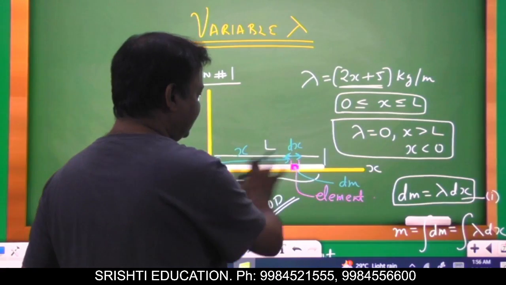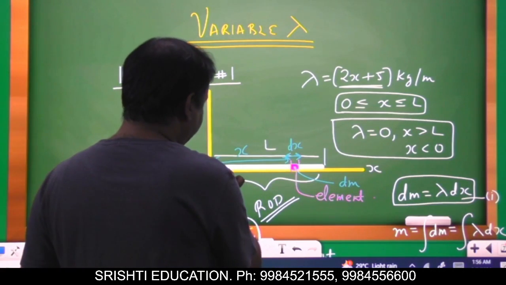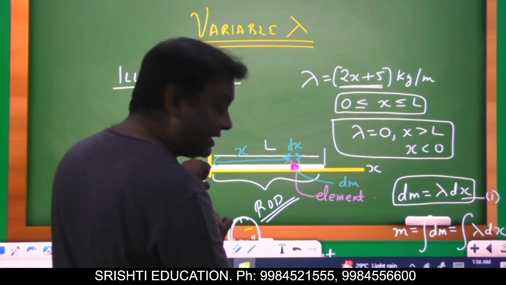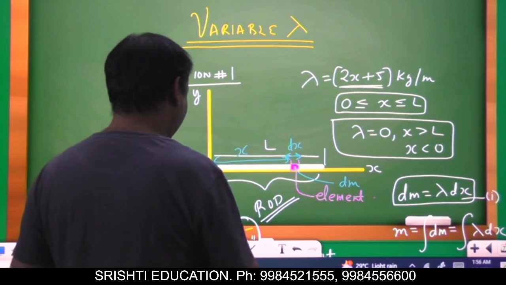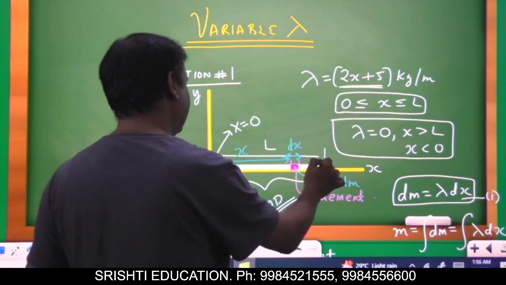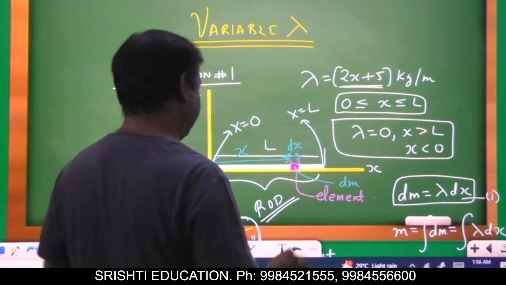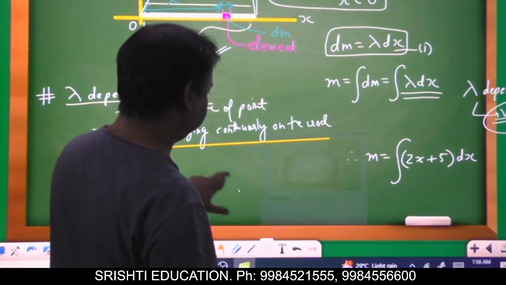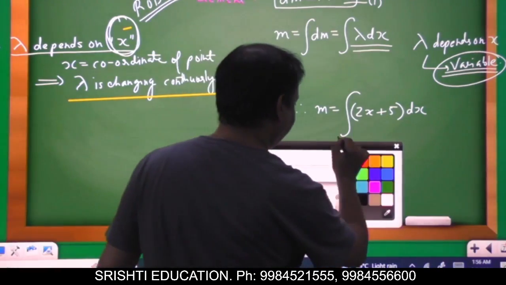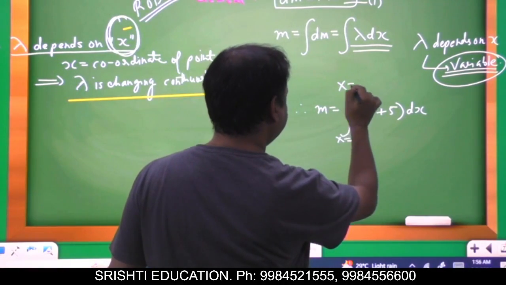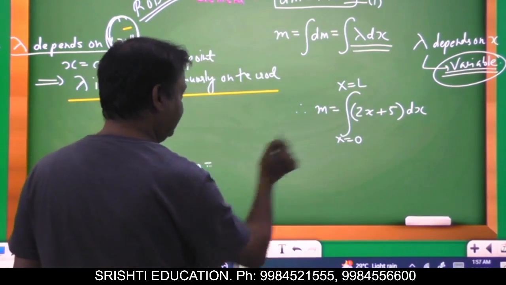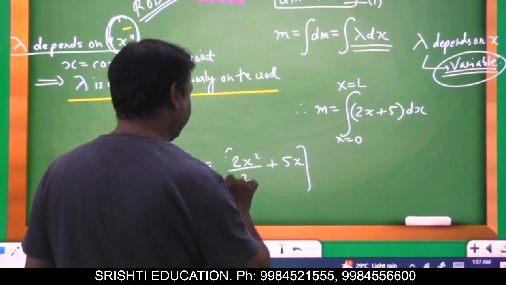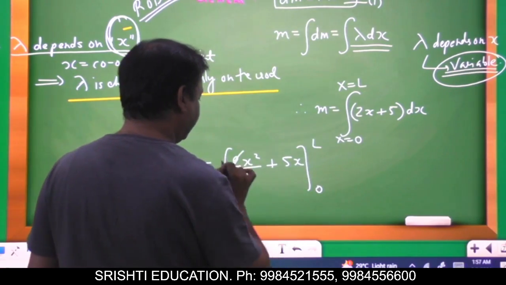So we know the concept of the running variable as seen in lecture 1. x is starting from the origin. So for this first element, x will be 0, and for the last element, x will be L. So you will put the limit of x beginning with a value of 0 and x running till a value of L. So m will be, the integral of 2x will be 2x square by 2 plus 5x within the limits 0 to L, you will get cancelled 2.